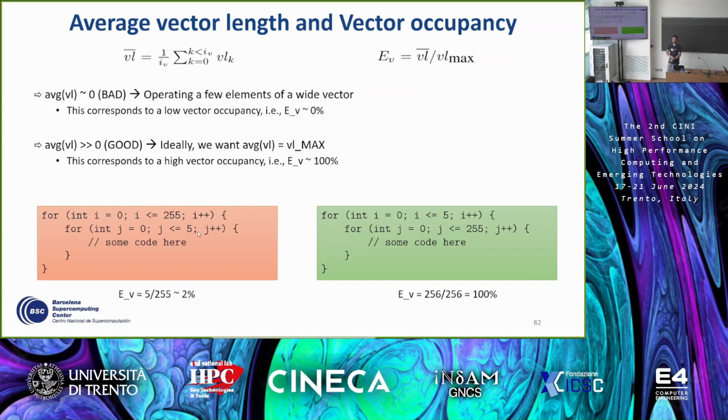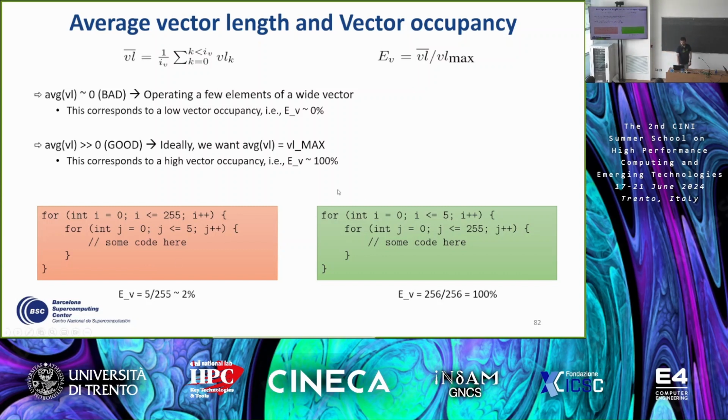If I leave it to the compiler, it always tries to auto-vectorize the innermost loop. The compiler is usually not able to vectorize both of them. It only works on the internal one. What will happen with this kind of structure? You will have 5 elements, so you will use 5 elements out of the 256, right? So you're using 2% of your vector.